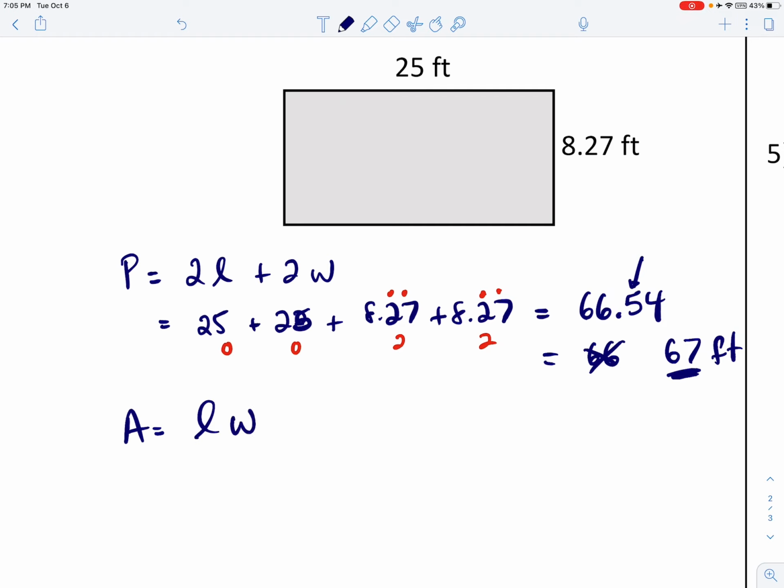Now find the area. The area, as you know, is the length times the width. And again, that's not the point of the question. When you multiply measured numbers together or you divide, there's a different rule for rounding off the answer. So go ahead first and calculate the area. Grab your calculator and multiply those two numbers together and write down what your calculator says.